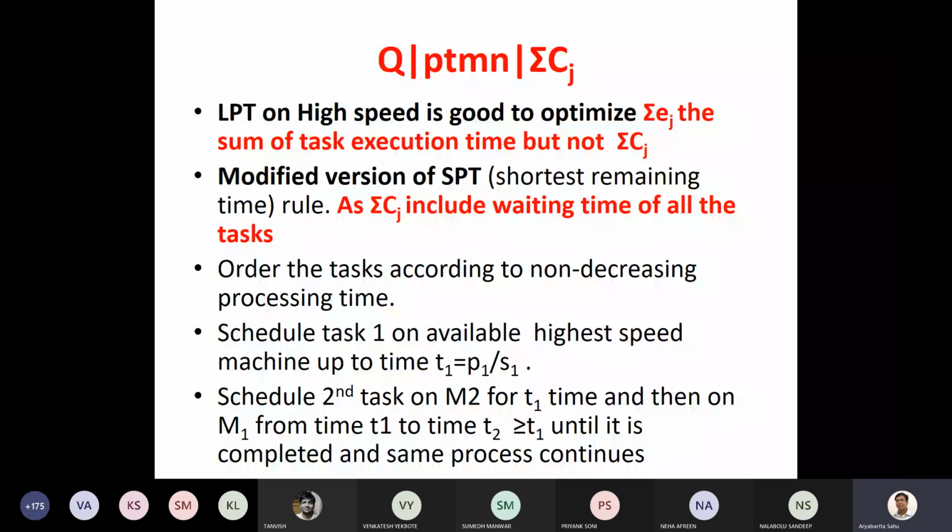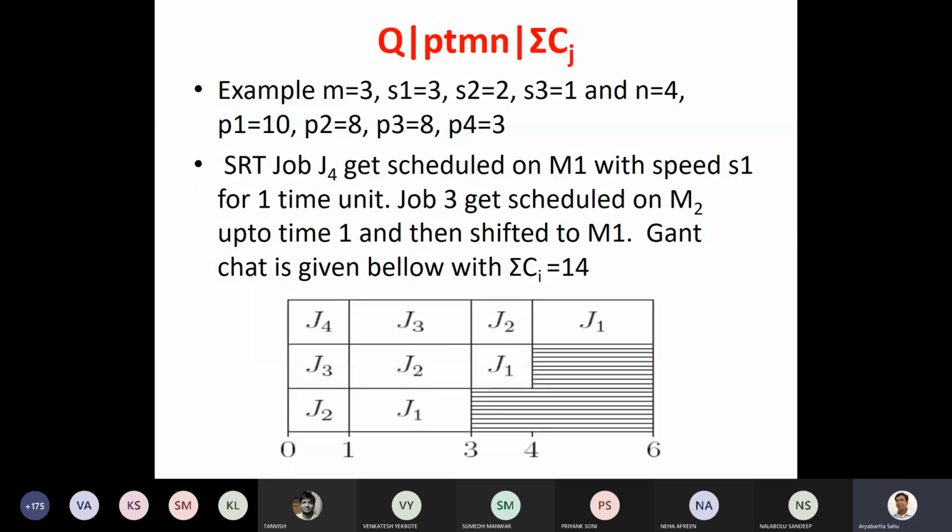Earlier we did the same thing for Q, PTMN and CMAX. Exactly the same approach. Whenever two jobs meet at the joint point, they co-schedule. Here it is a little different, but the concept is similar. Order the tasks by non-decreasing processing time, and schedule task 1 on the highest speed machine up to T1 by P1 by S, then schedule the second on the next machine, and the same process continues. Whenever one is overtaking, give it to the other one: shortest remaining time on the high speed processor.